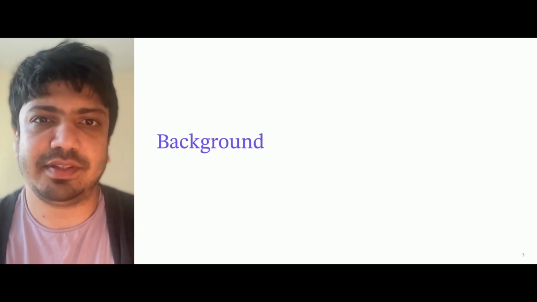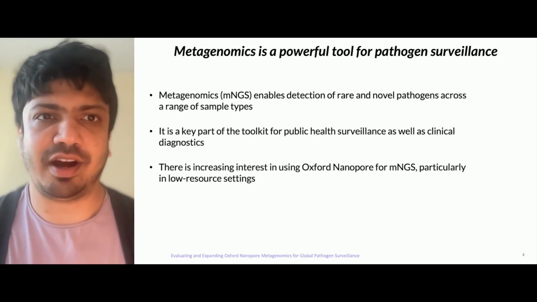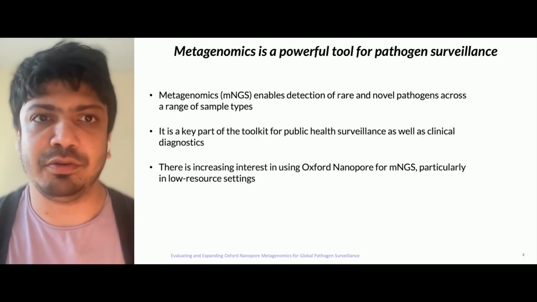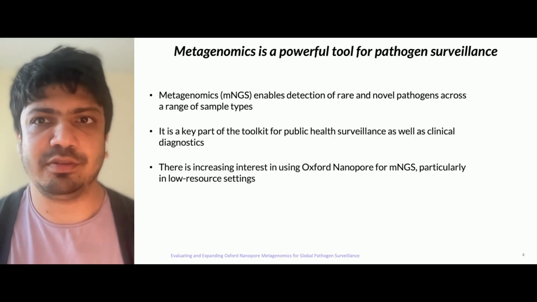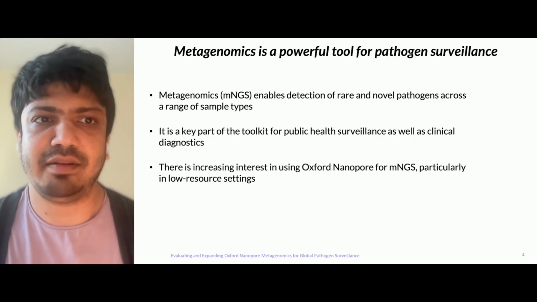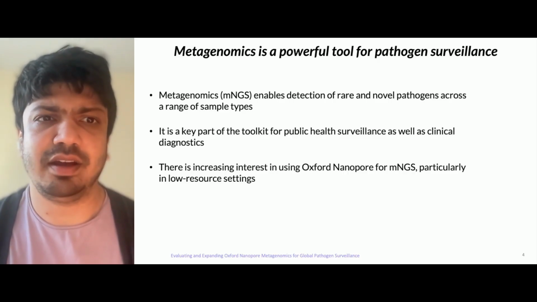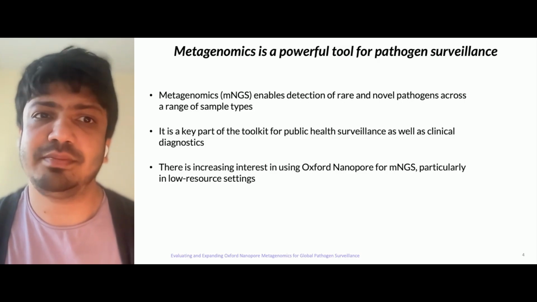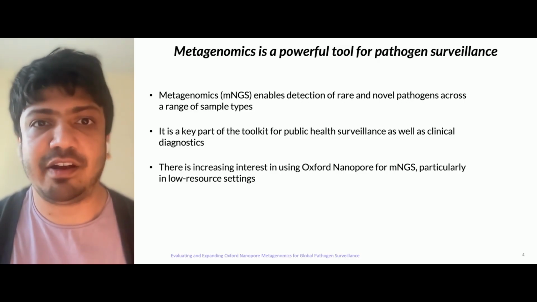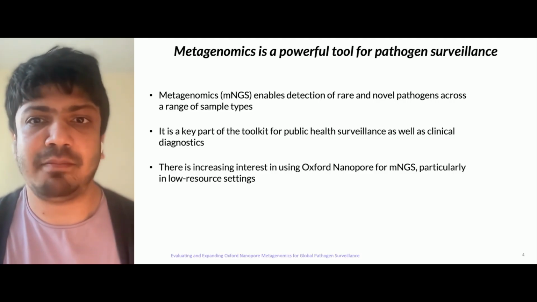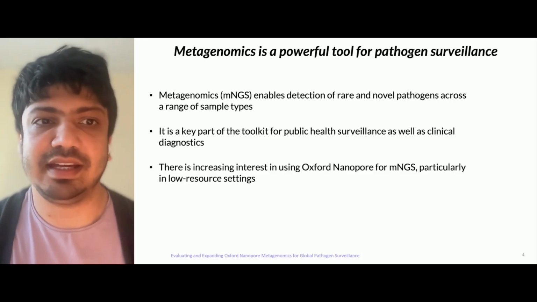So starting with some background. Hopefully all of you are here because you are interested in doing metagenomics or already do metagenomics. But just as a quick overview, metagenomics is really a powerful tool for pathogen surveillance, and it's uniquely suited for being able to detect rare and novel pathogens across a range of sample types. And so this makes it really valuable for things like outbreak investigation and makes it a key part of the toolkit for public health surveillance, but it is also used increasingly in clinical diagnostics.